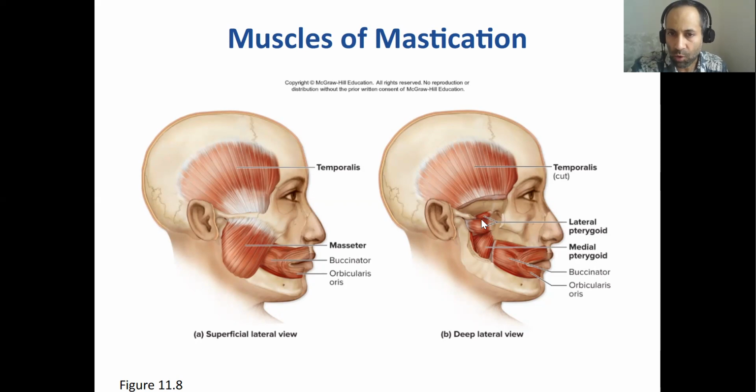You also have these two, the pterygoids, the lateral pterygoid and the medial pterygoid muscle. And the pterygoids, medial and lateral, as you would have guessed, allow you to move your lower jaw side to side.